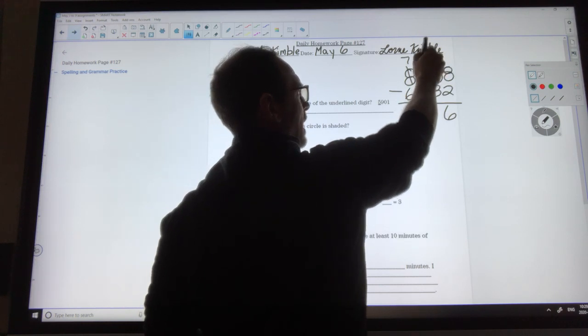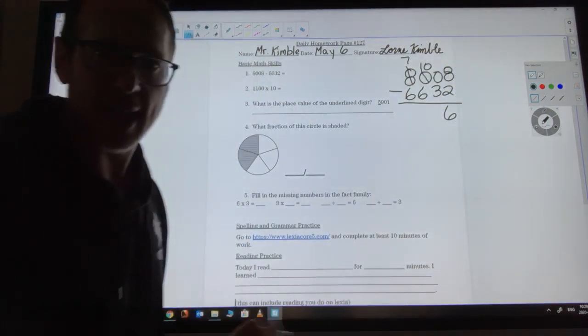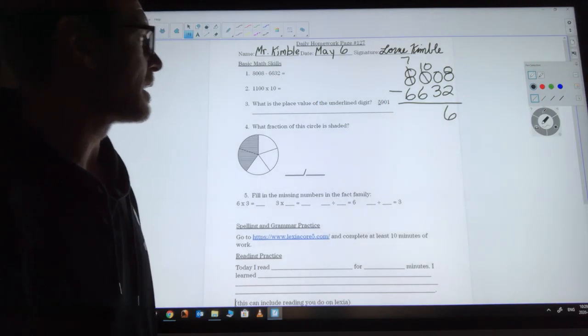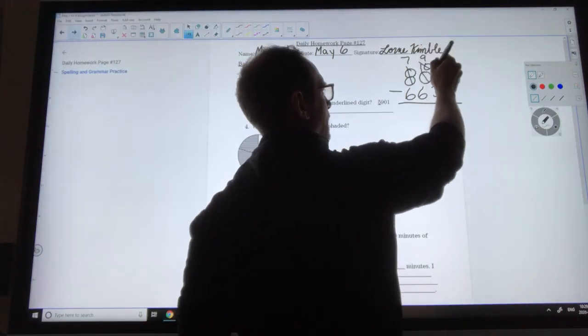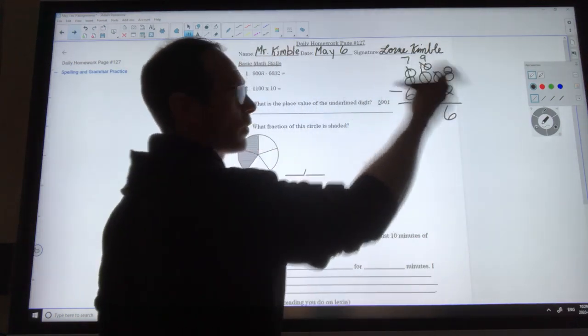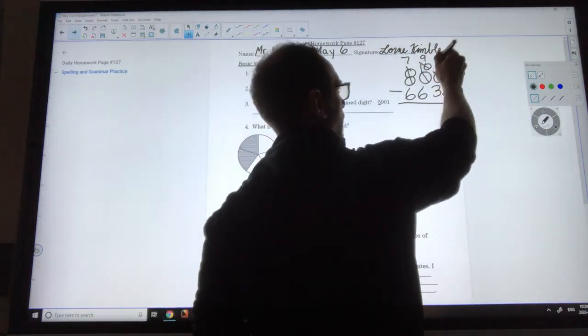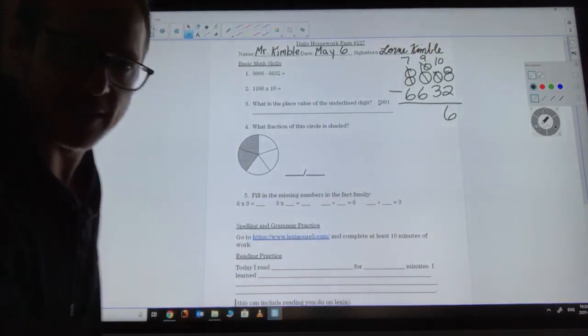That's going to make 10 hundreds, right? 1,000 and 10 hundreds are the same thing. Then I'm going to take one of those hundreds. So this is now going to be 9 hundreds. And I'm going to move it over to the tens place. So I'm going to put 100 here, right? Which is like 10 tens.